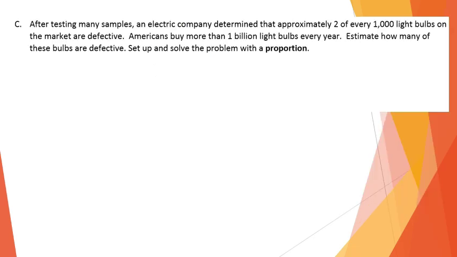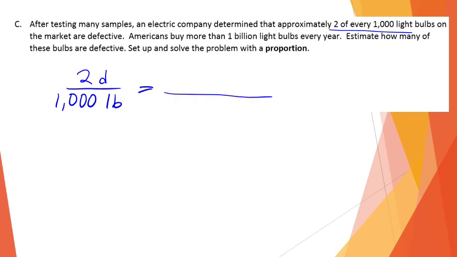In problem C, we're talking about light bulbs. So approximately 2 out of every 1,000 light bulbs are defective. So 2 defective light bulbs out of every 1,000 light bulbs. I'm just making up some units here so I can keep track of what's what. So if Americans buy more than 1 billion light bulbs every year, about how many of these are defective? So I don't know how many are defective, but the amount we're buying is over 1 billion. Make sure you have enough zeros on there.